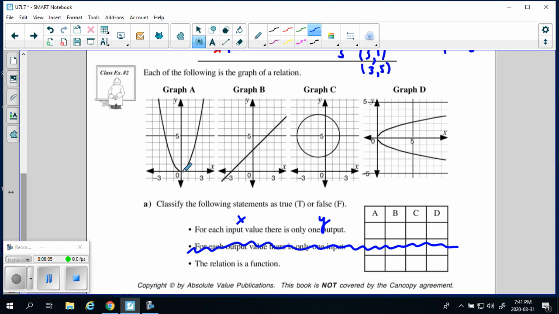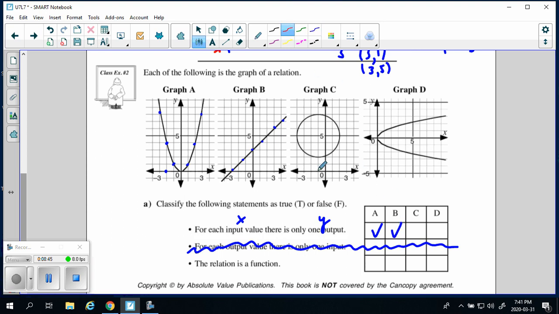So if you look at this one here, let's say we want to look up this x value. How many y values pop out? Just this one. Same with over here, just this one. Over here, yep, just this one. No matter what x value you pick here, only one y value is going to pop up if you read the graph. So for each input value, there's only one output. That is true for graph A. It's also true for graph B. Take a look here. No matter what x value you try and read off the graph, it's only going to output one y value. So it's also true for B.